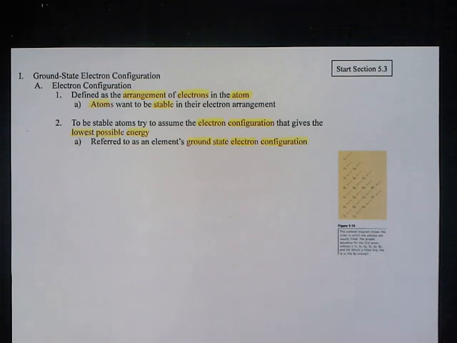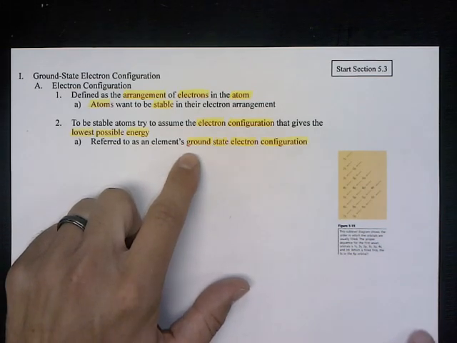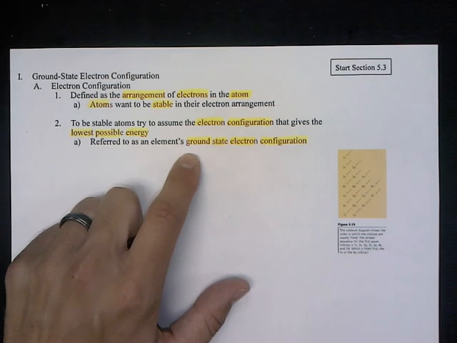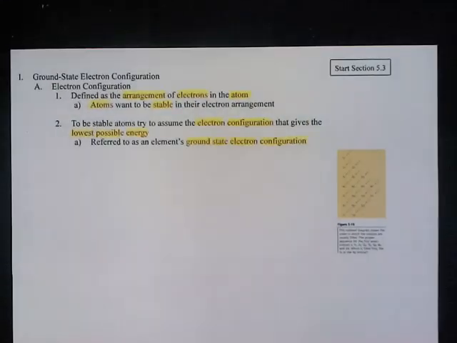Now, one thing that we'll talk about here is ground state versus excited electron configuration. So ground state says, hey, the electron's going to occupy the lowest energy level possible. That's its whole goal. Now, when energy is added to it, the electron will bump to different letters or different levels and have additional energy added to it.